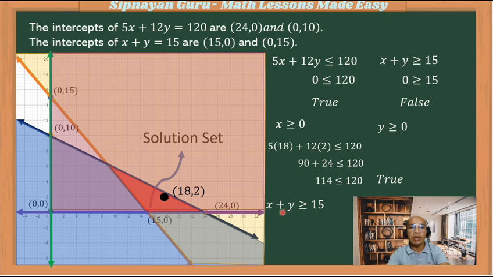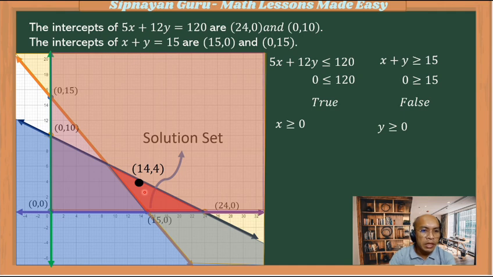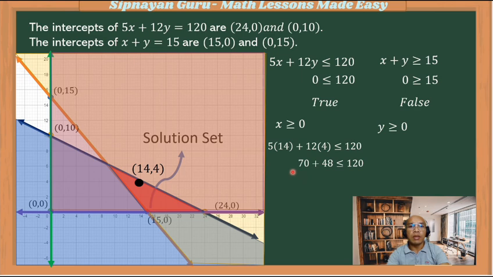For the second inequality, the number of candies and chocolates should be greater than or equal to 15. So 18 plus 2 is 20, greater than or equal to 15, and that is true. Another point could be x is 14 and y is 4. So substitute to the first inequality. 5 times 14 is 70 plus 12 times 4 is 48. Add, that is 118 less than or equal to 120. So still that is true.